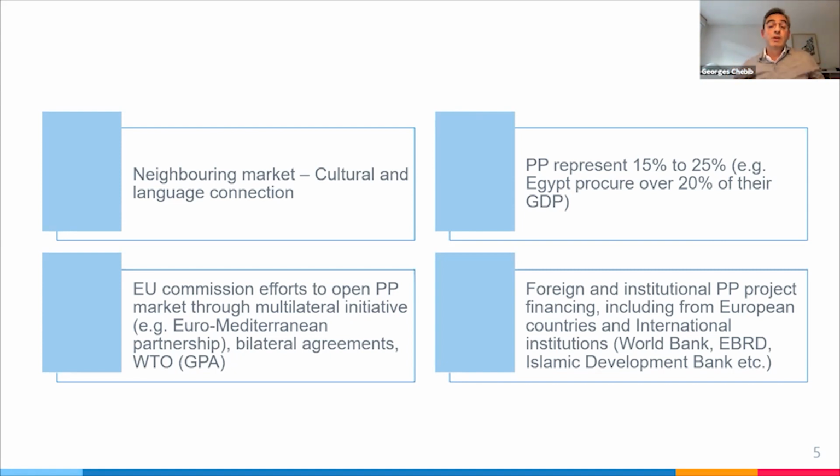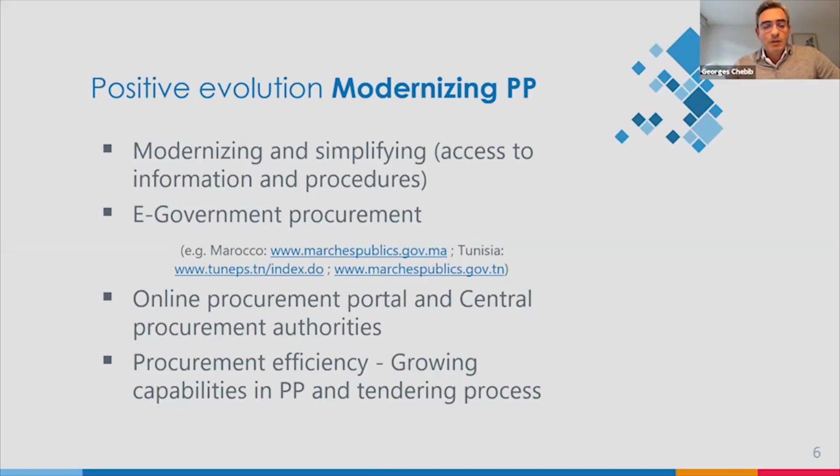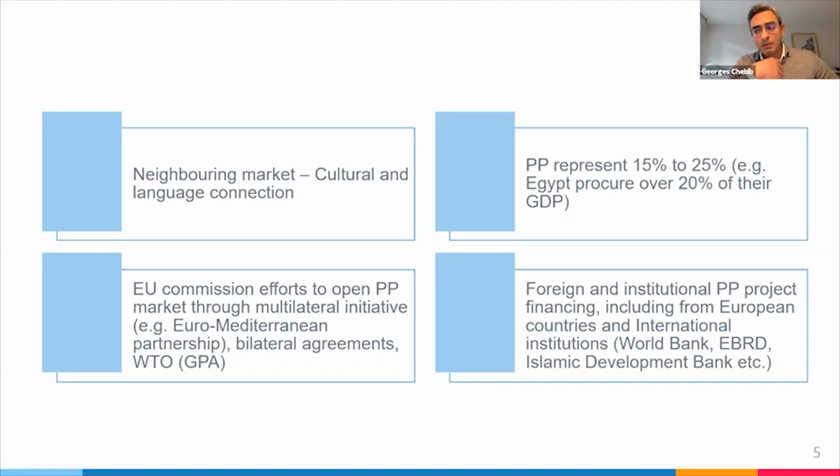Another reason to look at that, and this was already discussed by some of the panelists, is that many of those procurements are financed by international organizations, the World Bank, but also by European countries and the European Bank. Another reason is that the European Commission has been pushing to open public procurement in those markets through multilateral initiatives like the Euro-Mediterranean Partnership or the GCC dialogue, or other bilateral agreements, or through the WTO GPA.